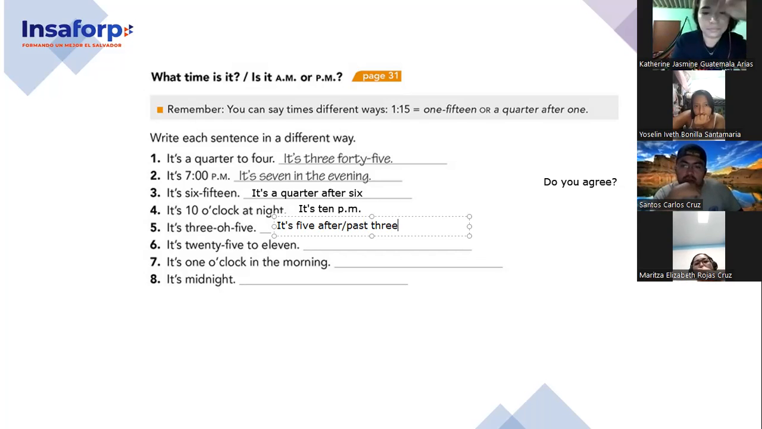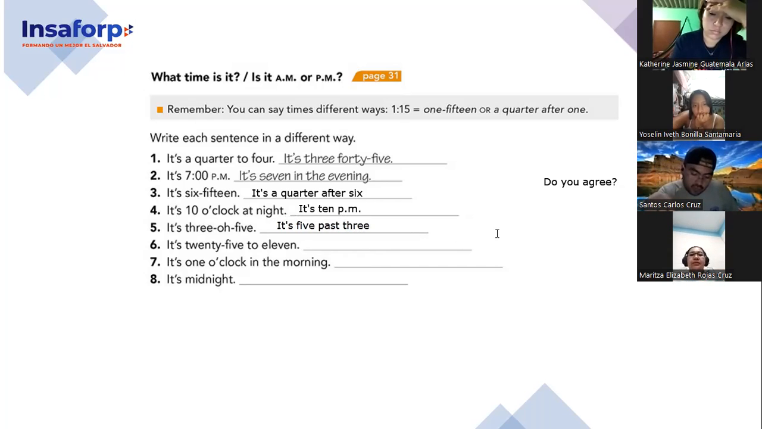What is the correct expression? Past or after? After. Ya aprendimos ayer. It's five after. Digámoslo así, it's five past three. Pasaron cinco de las tres.